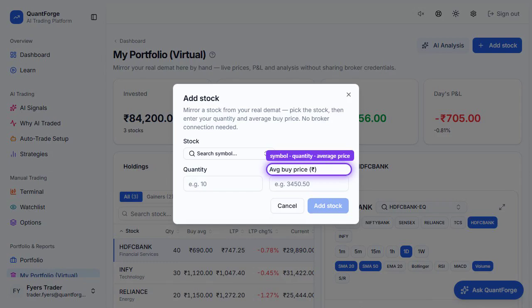What if I put the wrong number? Nothing breaks. It is your private list. Edit or delete any row whenever you like. A wrong average only makes your own profit figure wrong, nothing else.